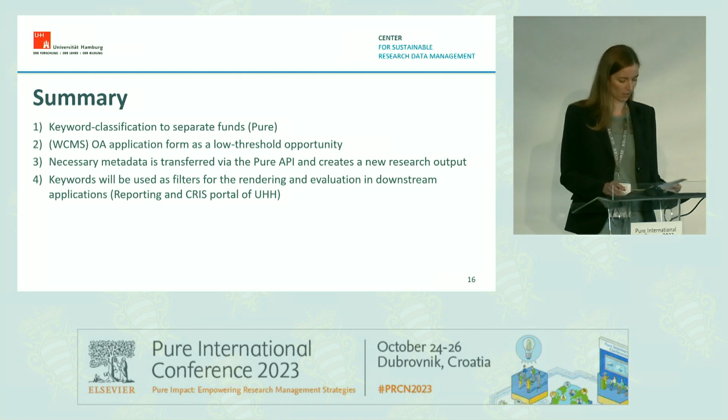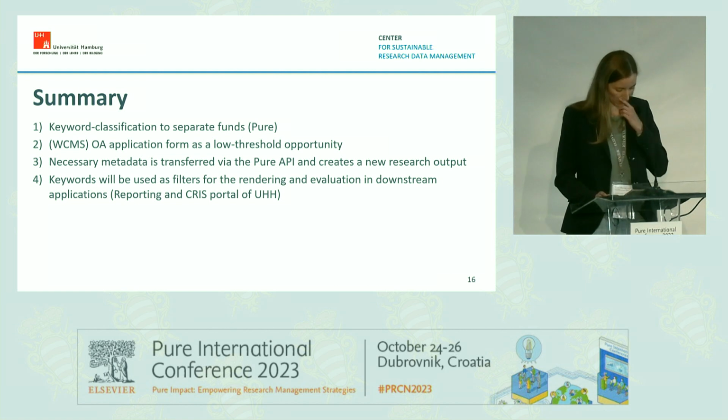So to summarize all this, what we did, we created a keyword classification to separate our funds in Pure. In our web content management system, we have an open access application form as a low threshold opportunity. The necessary metadata is transferred via the Pure API and creates a new research output. And in addition, the keywords will be used as filters for the rendering and evaluation in downstream applications, for example, the reporting, CRIS portal, personal websites, and so on.